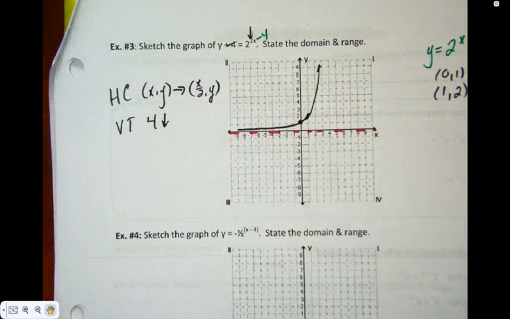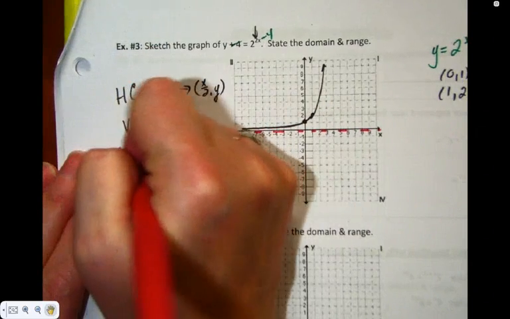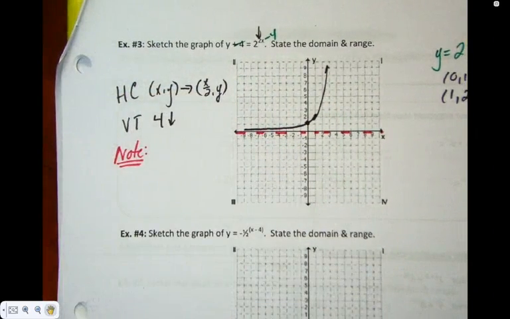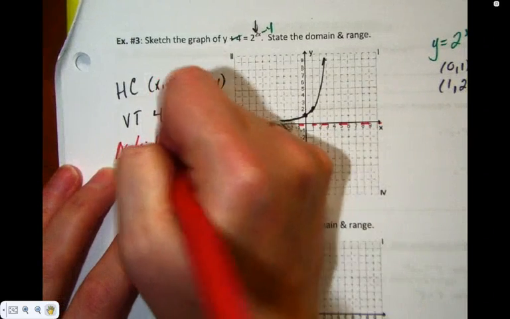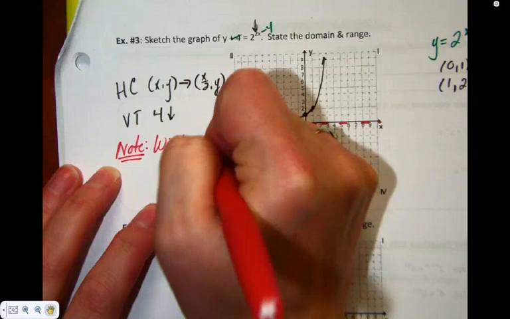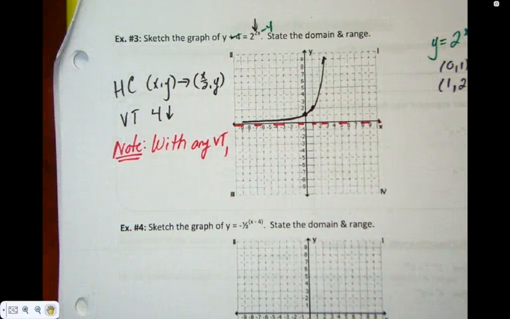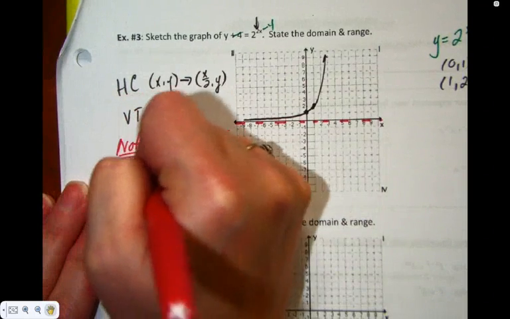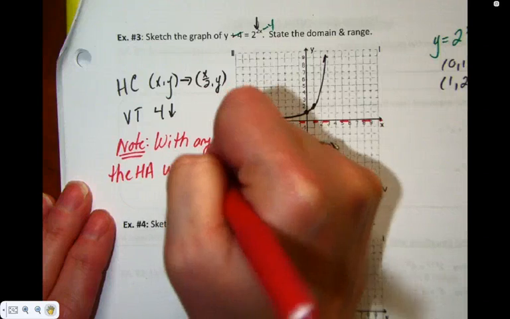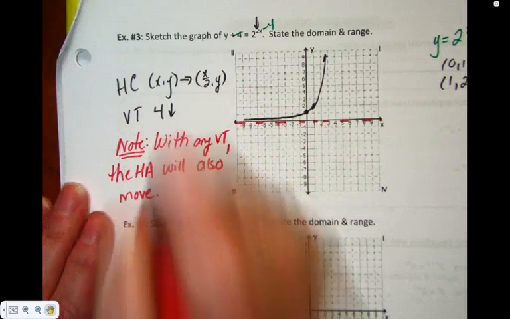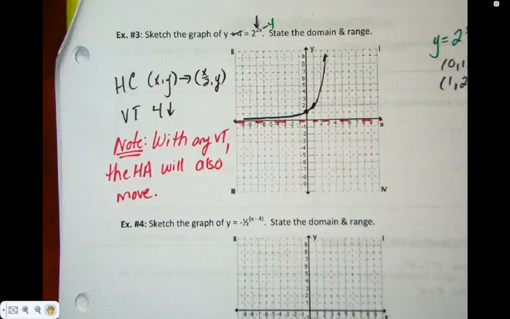Grabbing my red pen because I'm going to make a note. Note. With any VT, vertical translation, the HA, horizontal asymptote, will also move. If you're picking up the graph and moving it, you're moving the asymptote with it. Correct. But we're going to do the HC first.